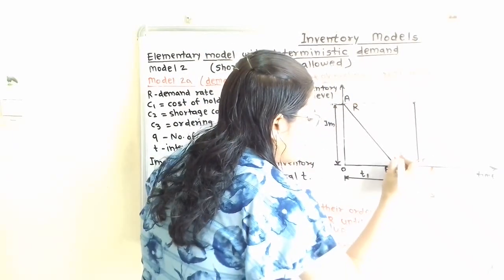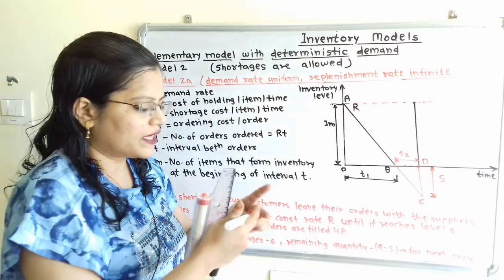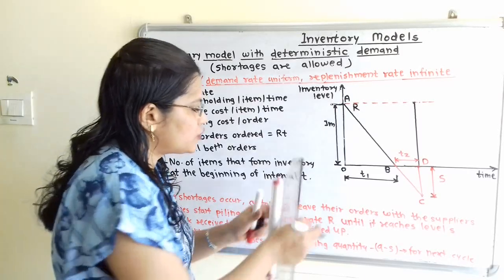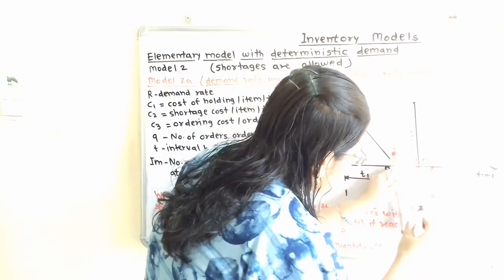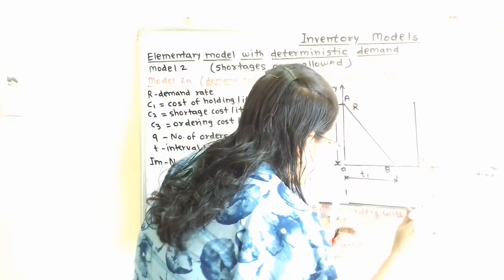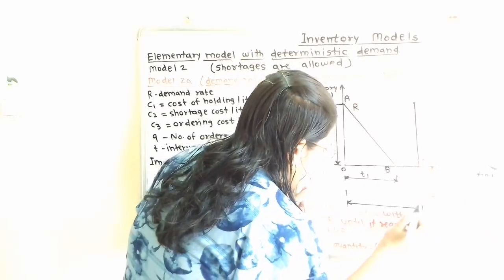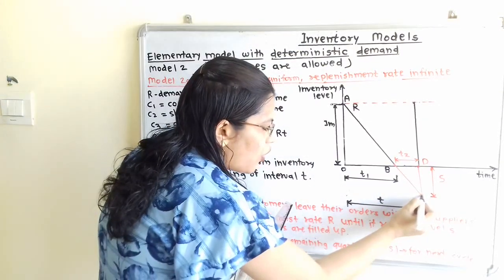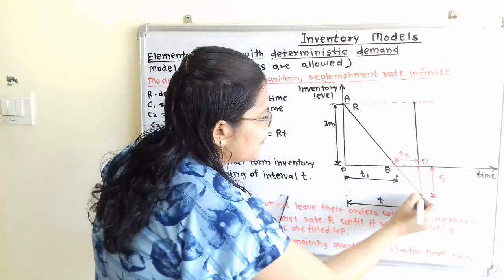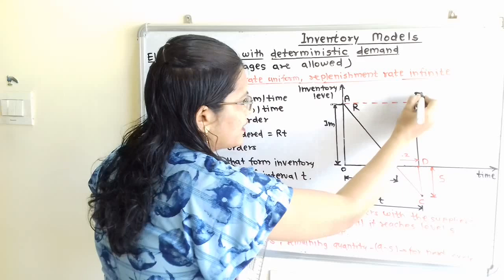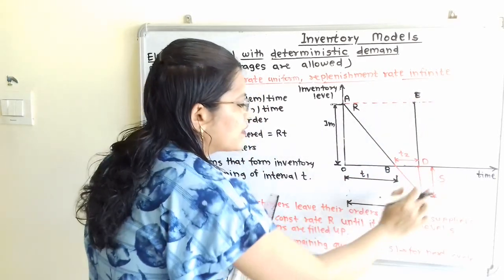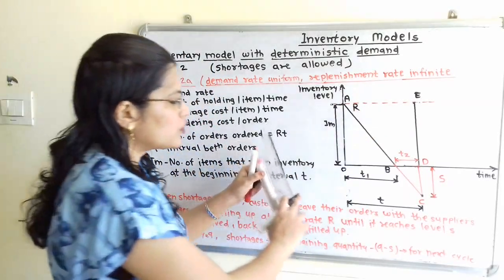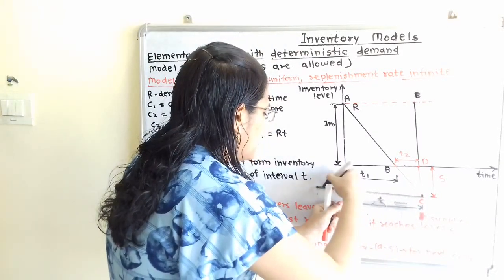So I will show here with the help of red marker. And this total time interval, that is T1 plus T2, is equal to T. So we will show here T1 plus T2, that is T. Now if we observe the inventory level, the order is given at point C, and inventory is filled up from this point C up to this point E. So what is this inventory? That is, the order is given from this point C to E, that is equal to the total order, and that is equal to Q. So I will show this with the help of the vertical line.